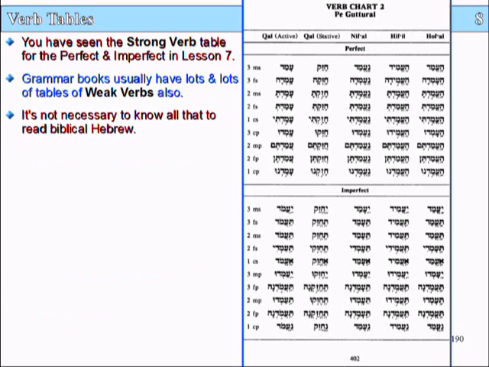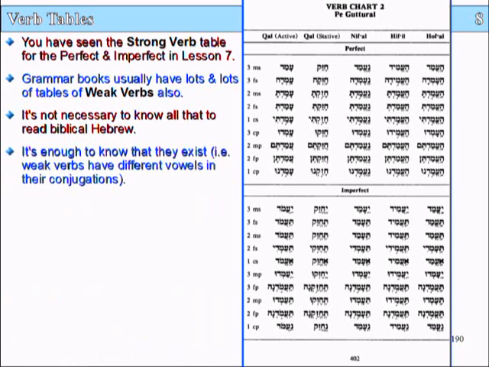It's not necessary to know all that to read Biblical Hebrew. It's enough to know that these weak verbs exist and that they have different vowels in their conjugations and stems. And it's enough to know that there is a table that you can look up if you want to check what it is. I've hardly used these tables at all. It's more of an academic exercise. I would really recommend you just learn the Hebrew words and begin reading the Bible very slowly and carefully.